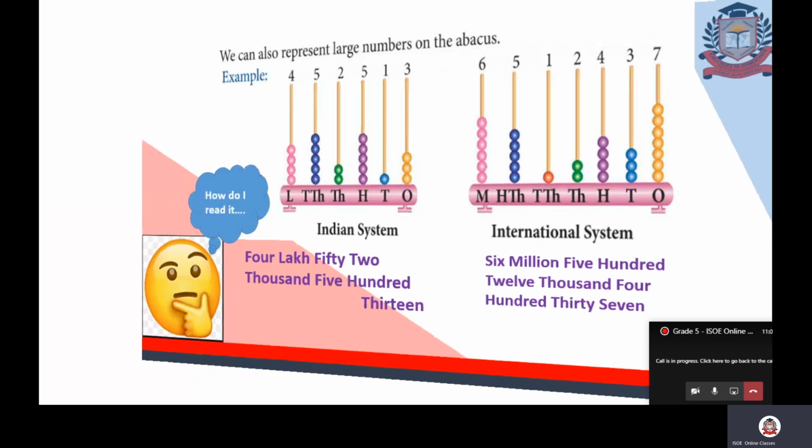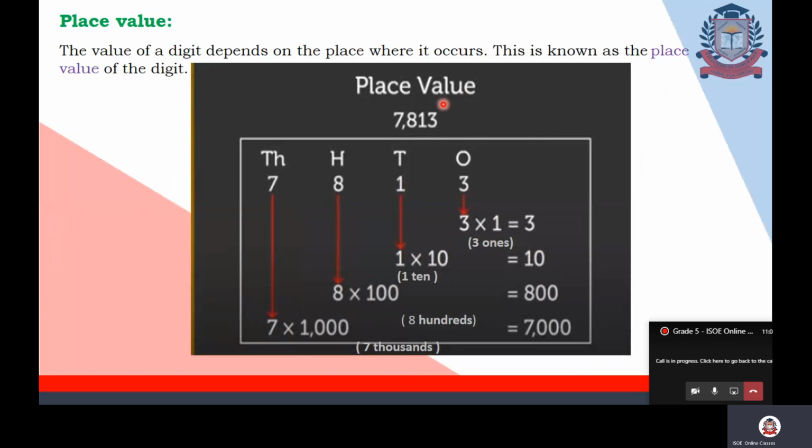Next, coming to place value. You are very much familiar with place value and face value, right? Place value of the digit depends on the place where it occurs. So, when you are writing a place value of a number, you are definitely going to look into the place where the digit is occurring, right? So, this is known as the place value of the digit.